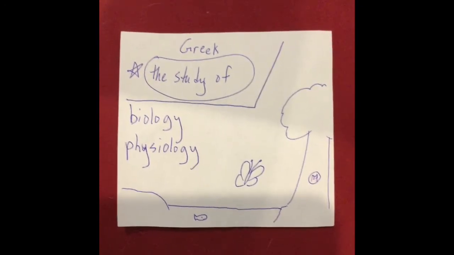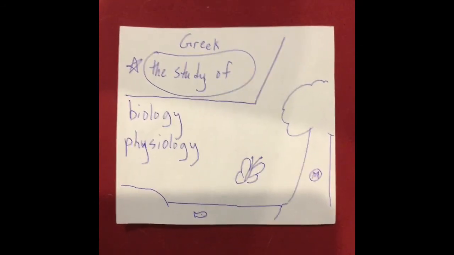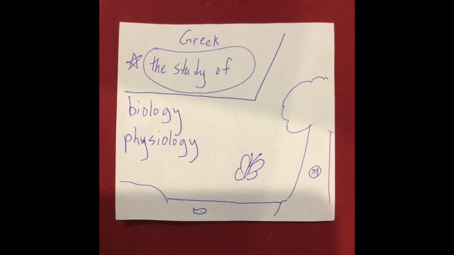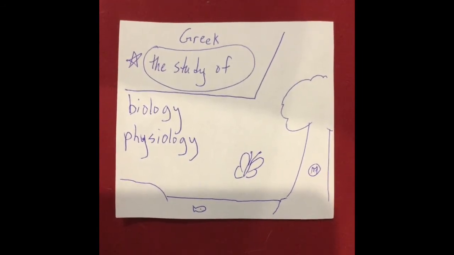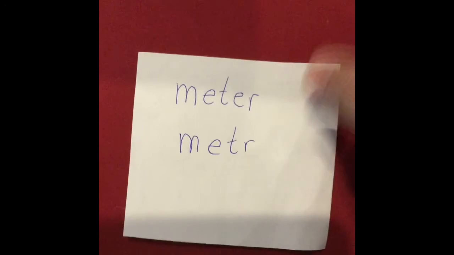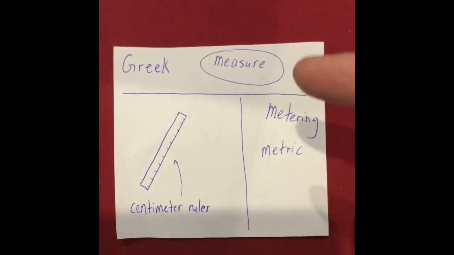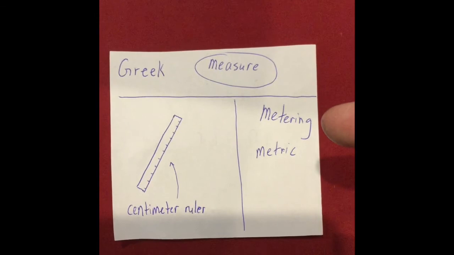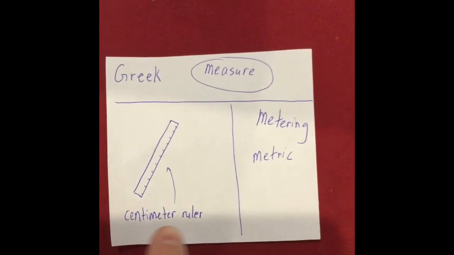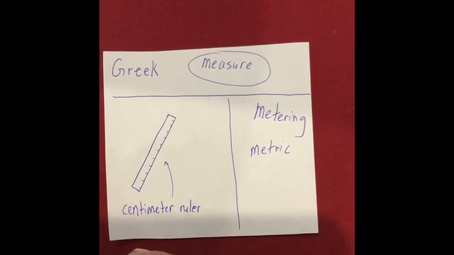And someone whose career it is to study life would look at these types of organisms, plants and animals, and see how they interact and how they're made. The next card was the measurement one, meter. And I wrote that measure is the meaning, anything having to do with measurement, metering and metric. I wrote a little centimeter ruler as my picture. It measures things in centimeters. There you go.